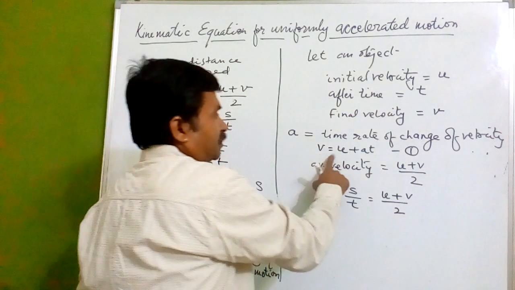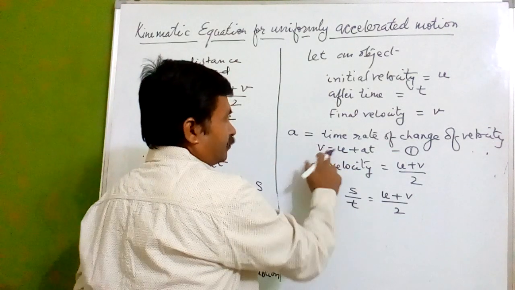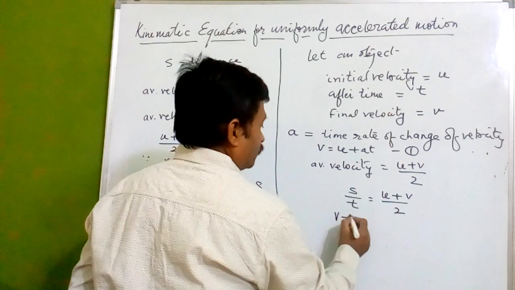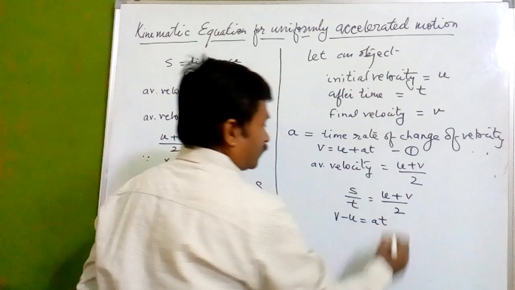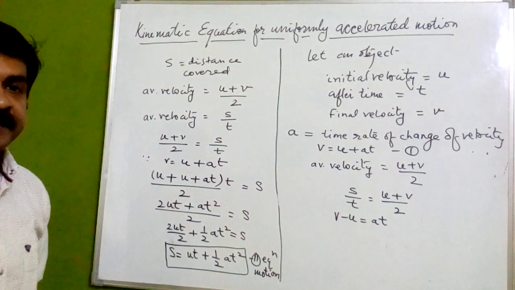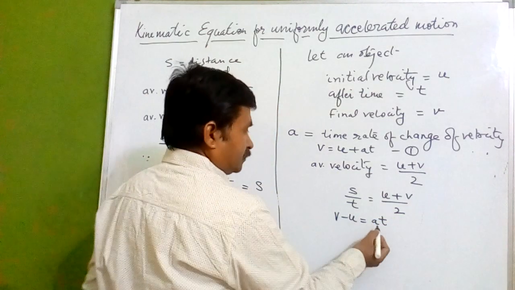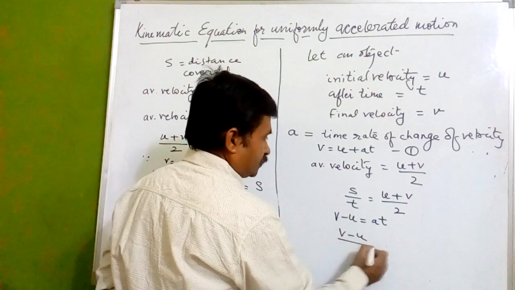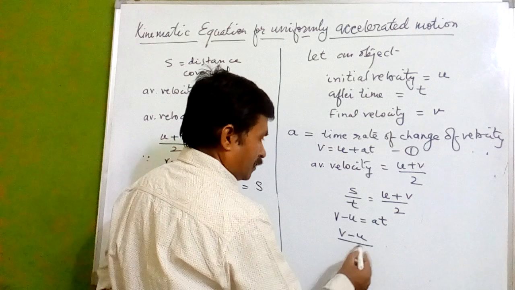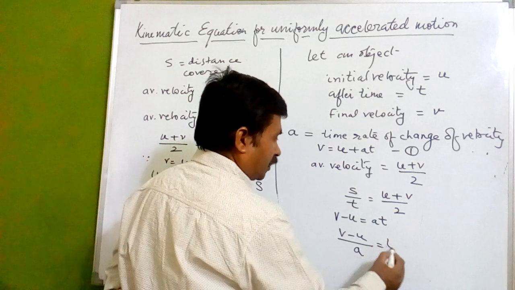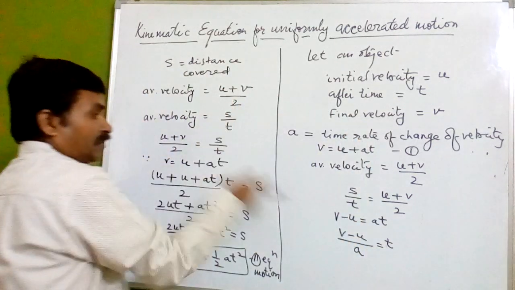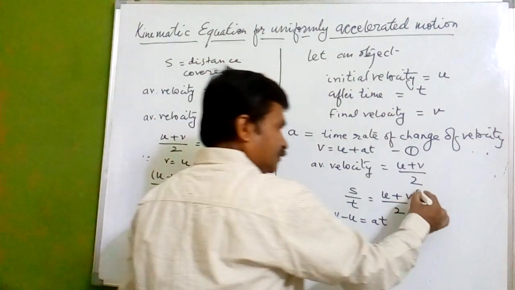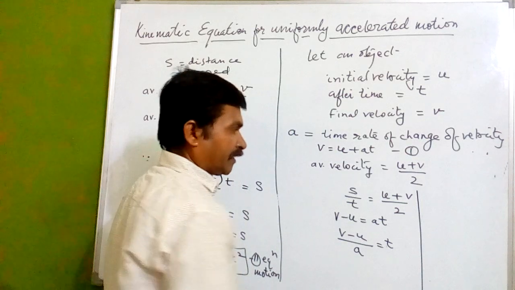And from this equation, if we go with this, I am writing it here, u here, which I can write like this. Now, I can take v minus u upon a, which is equal to t. The time taken, we can calculate with the help of this equation also. So now what I have to do? I am taking it here.